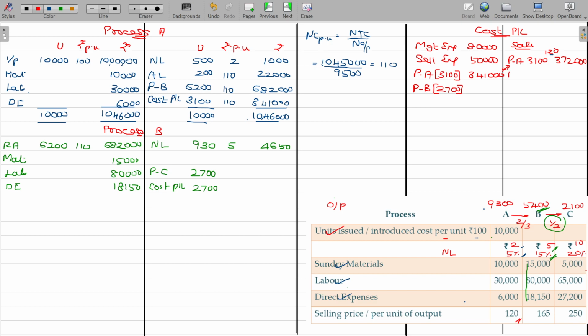And at the same time, process B's unit selling price is 165 if it is processed at process B level without further processing. That unit can be saleable at what price? 165. So if you multiply this with 165, how much? 4,45,500. 4,45,500 will be the revenue. Now it's your duty to find out the cost.